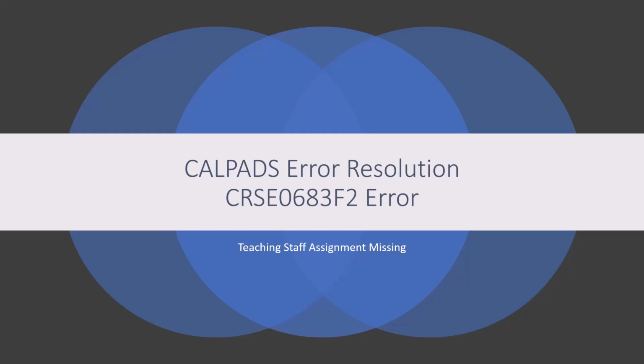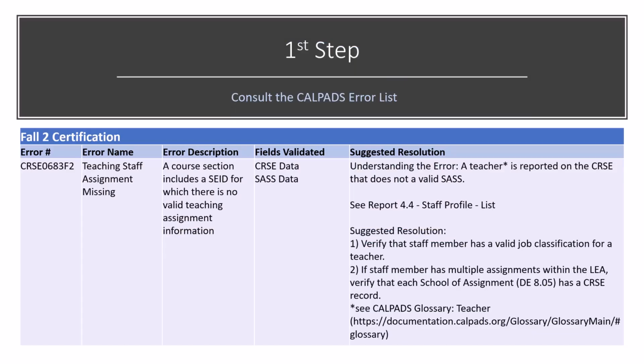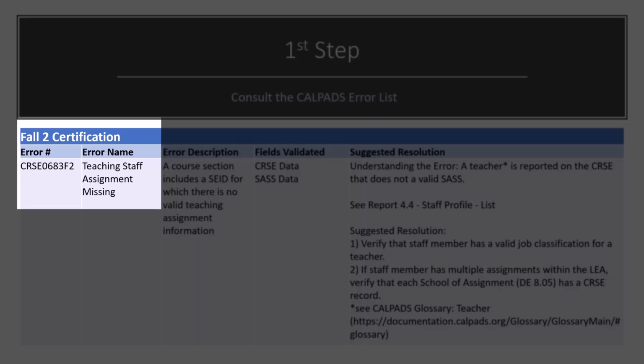CalPADS error resolution: CRSE 0683F2 error, teaching staff assignment missing. The first step when troubleshooting any error in CalPADS is always to consult the CalPADS error list. And so you can see the error number and the error name on the left two columns.